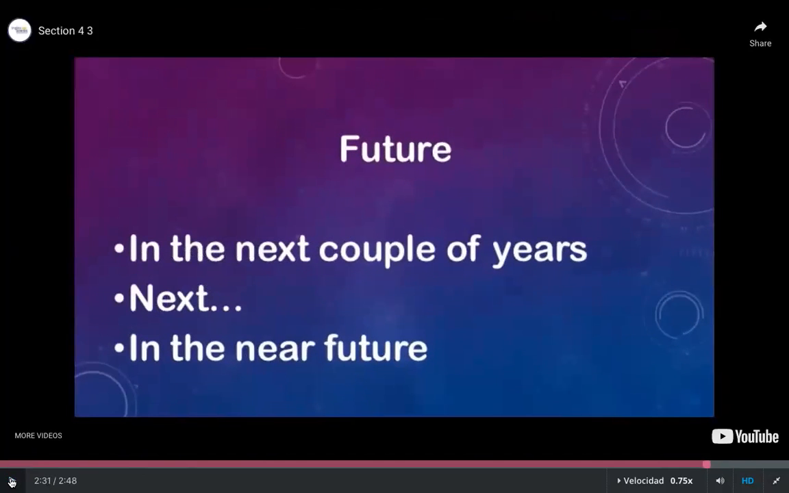Future expressions. Para expresiones del futuro, nosotros tenemos, por ejemplo, podemos agregar, in the next couple of years, I will have a baby. Next, I will be finishing my degree, and next, I will study another language. Es algo que va a suceder en el futuro. In the near future, I will be bilingual. En el futuro cercano, yo seré bilingüe.